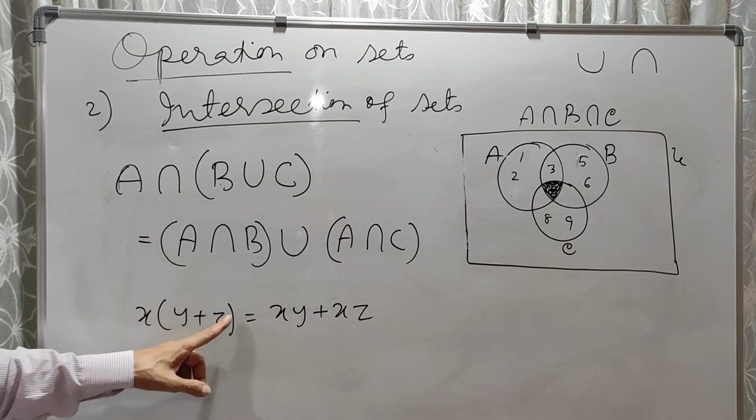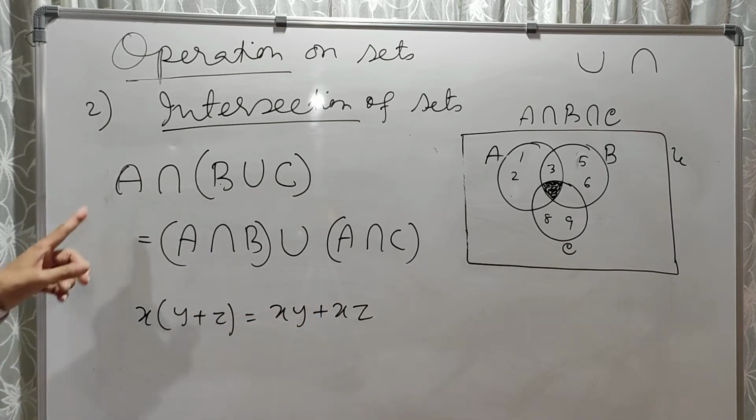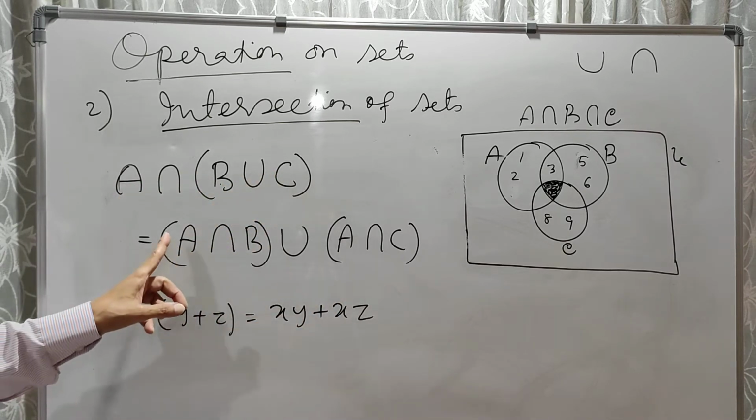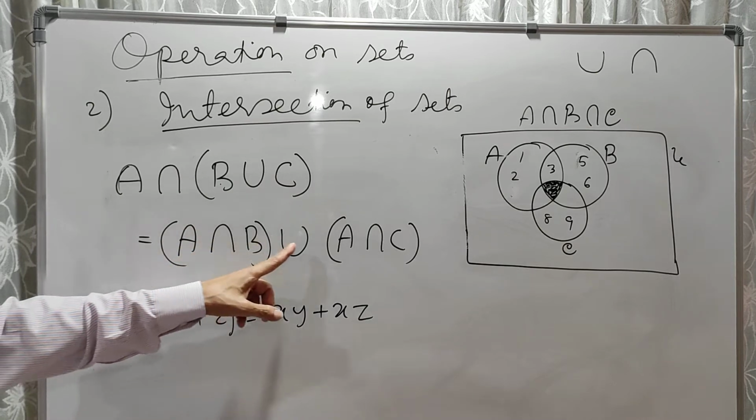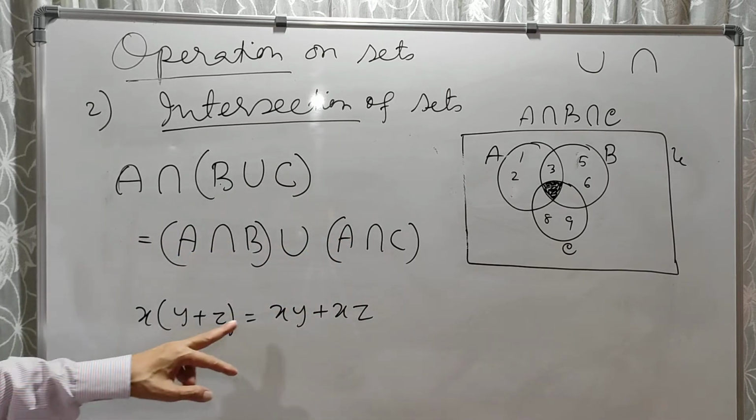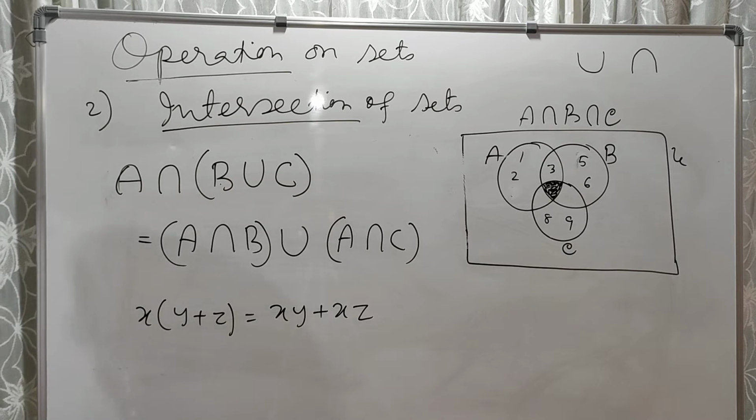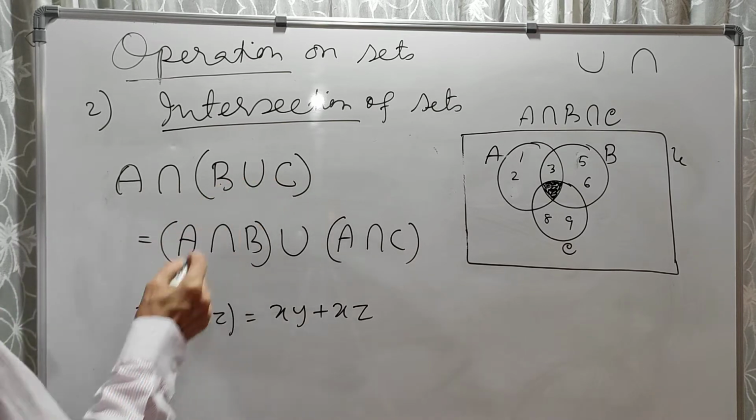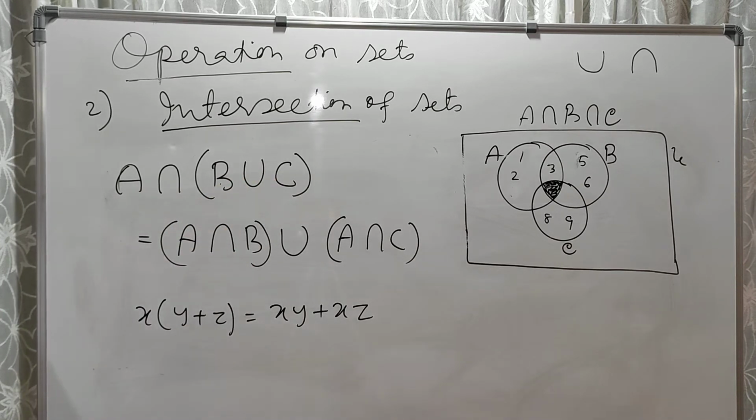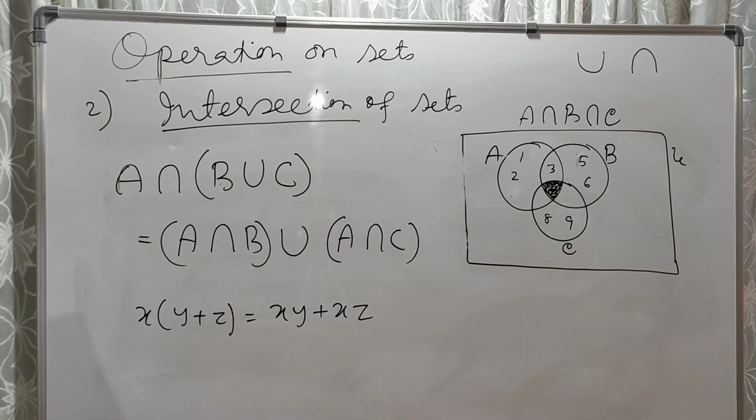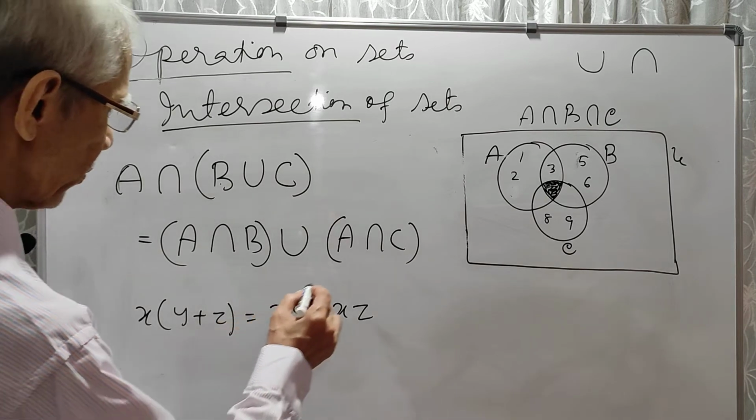So x into y plus z, xy plus xz. It is like A into B plus C, so A into B plus A into C. So you see, A intersection B union C equals what? A intersection B union A intersection C. So this is called the distributive property.